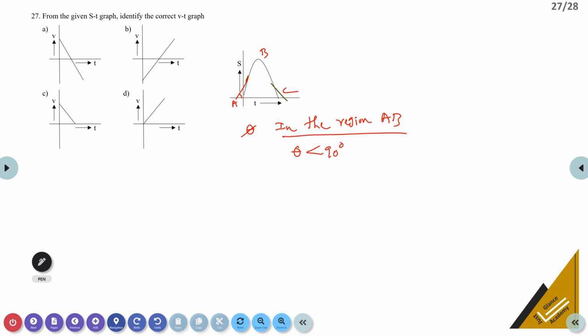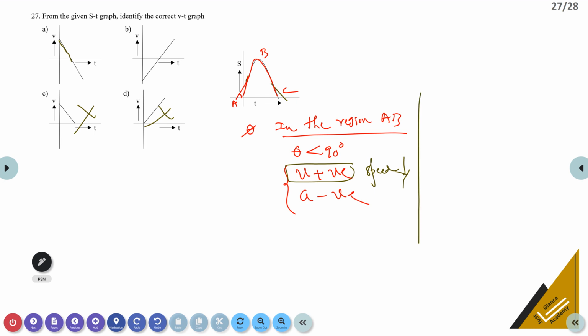I told you, theta less than 90 means velocity is positive. And the curve is like this in the ST graph, that means acceleration is negative. When both are of opposite sign, I told you, velocity is positive and speed decreases. Velocity positive and decreasing means this one. Then certainly there is no need to check for the others. Either A or B.